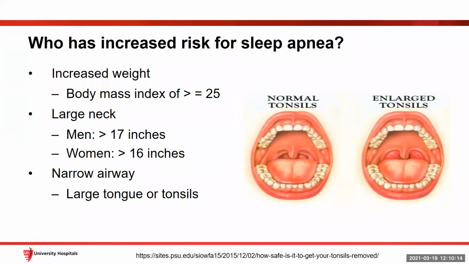So who has increased risk for sleep apnea? People who have a body mass index of more than or equal to 25 are at increased risk. Having a large neck, for men, that is above 17 inches. For women, it is above 16 inches. And having a narrow airway. One way you can have a narrow airway is if you have large tongue or tonsils. And that's portrayed here in the pictures where you can see the enlarged tonsils are blocking the back of the throat, which can cause a narrowed airway.